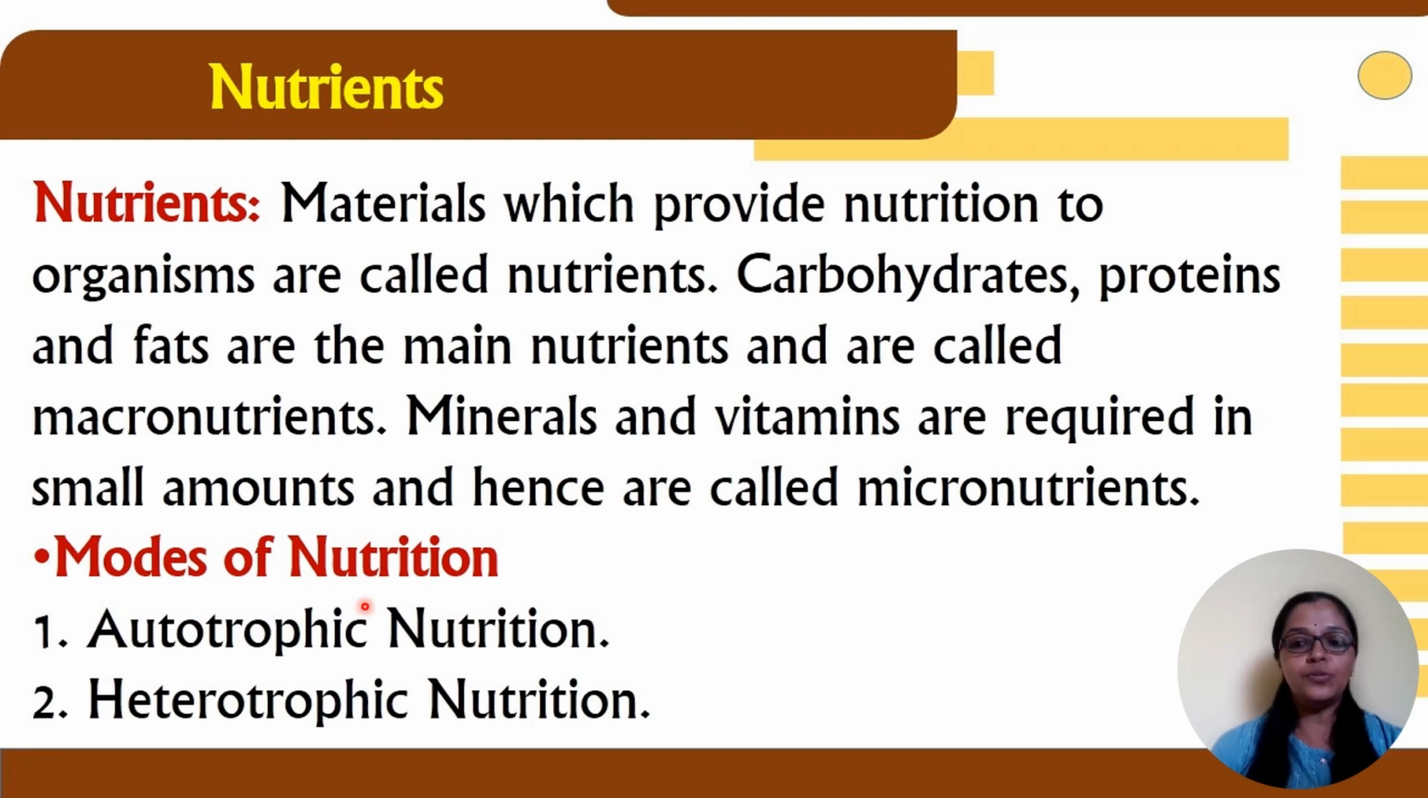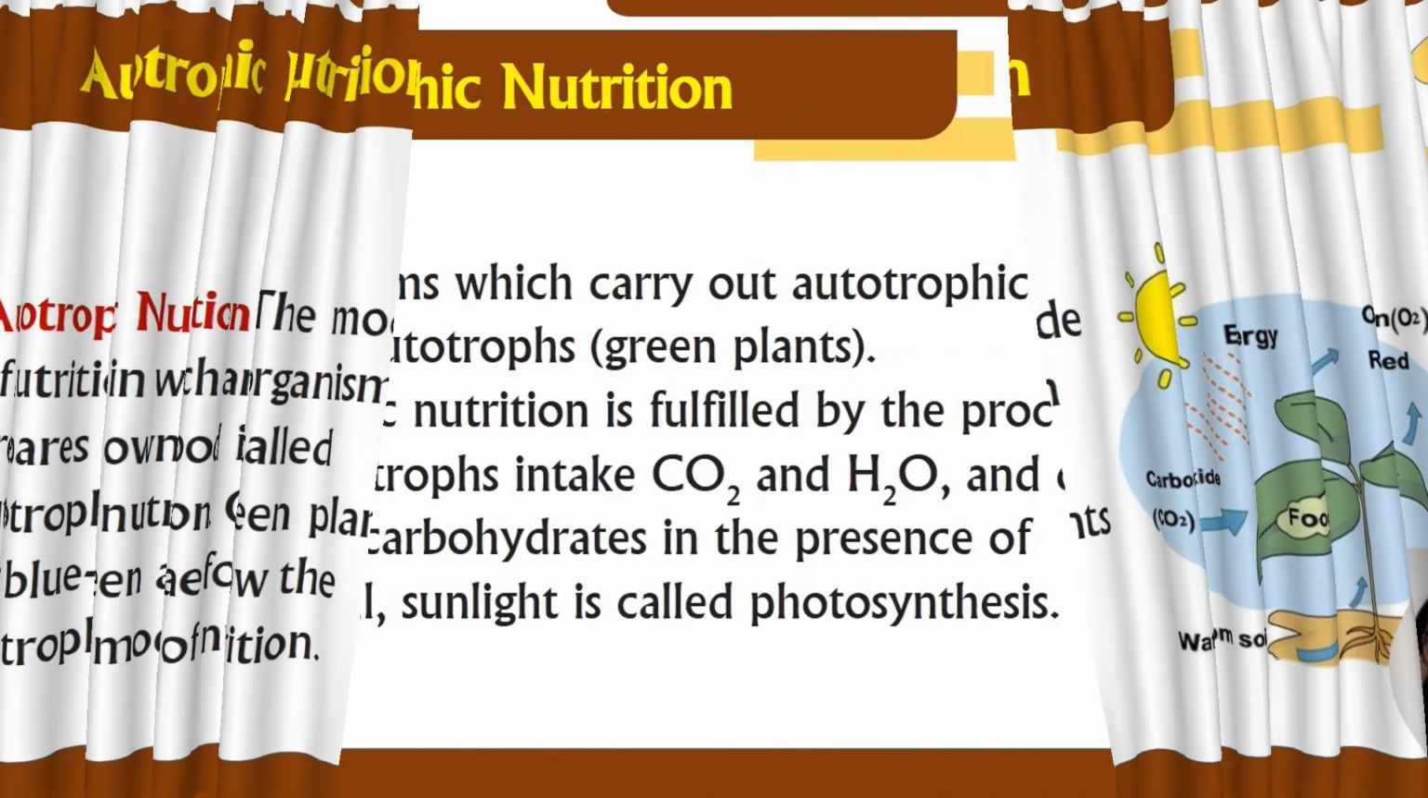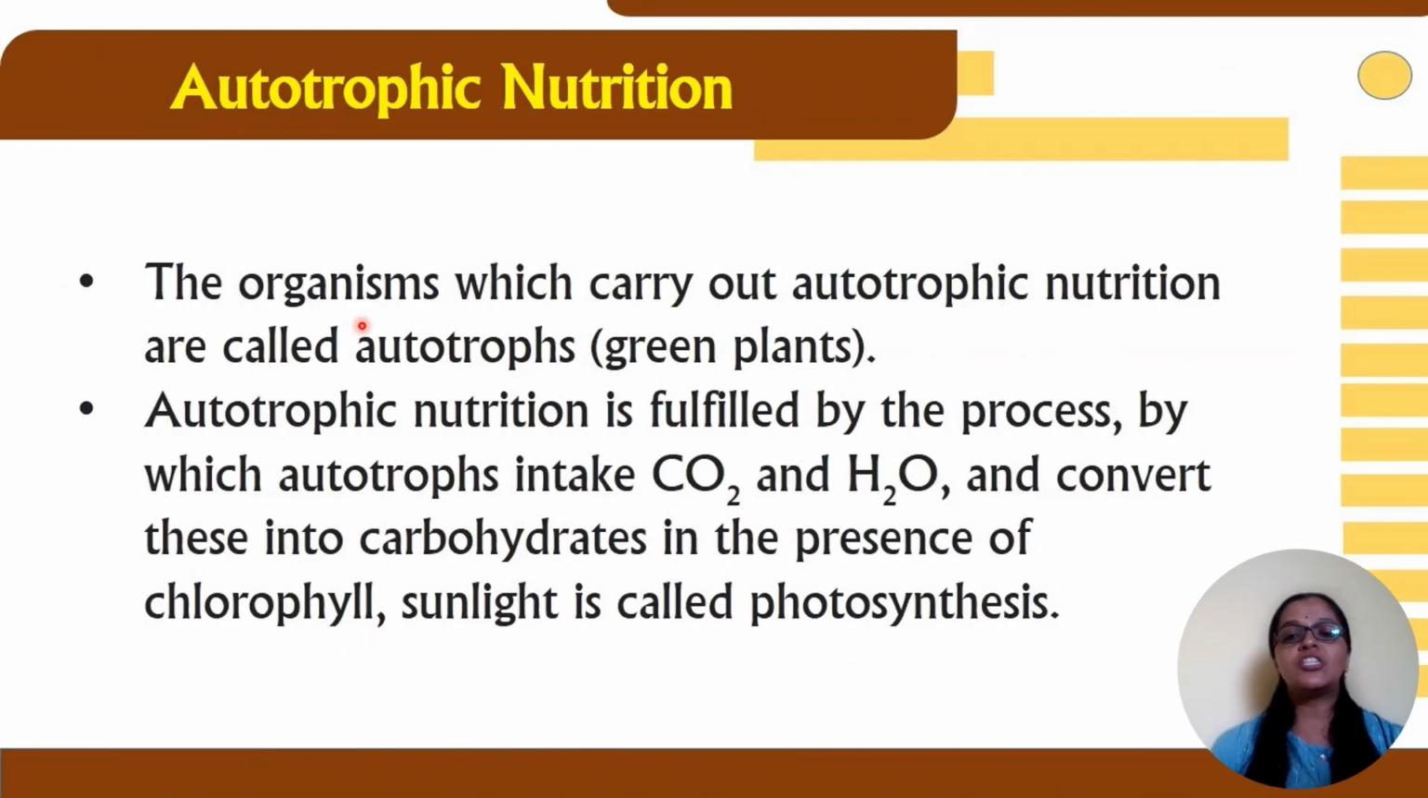Now coming to the modes of nutrition. What are the 2 modes of nutrition? Autotrophic nutrition and heterotrophic nutrition. Very easy. From primary you are learning about it. Now autotrophic nutrition. Here you can see a diagram is given. The mode of nutrition in which an organism prepares its own food is called autotrophic nutrition. Green plants can prepare their own food, and blue-green algae can also prepare their own food. The organisms which can prepare their own food are called autotrophs.